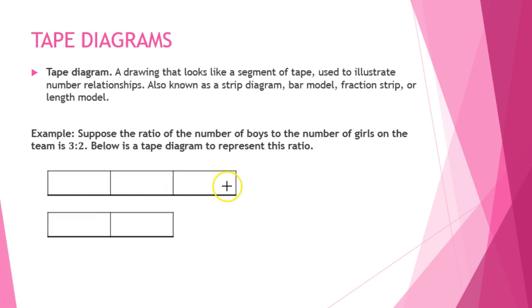So I see I have 3 pieces of tape to represent my 3. So each of them represents 1. And then I have 2 pieces of tape to represent my 2. 3 to 2.